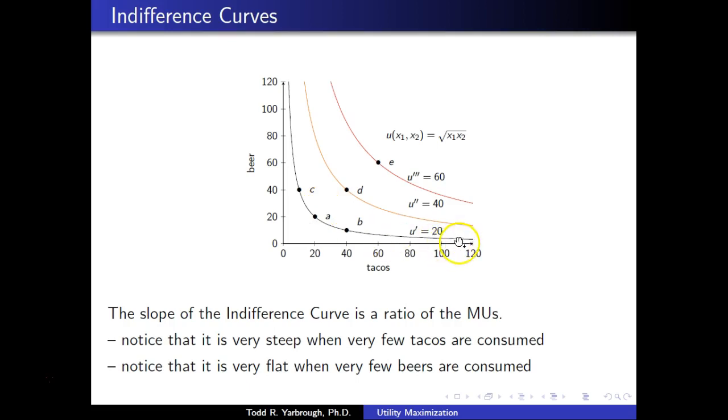Now, down here, it's the exact opposite. If I'm consuming a lot of tacos, I'm willing to give up a lot of tacos just to get a little bit more in beer. And notice that this is all about staying on the same indifference curve, right? So this tells me my willingness to substitute between beer and tacos. It's essentially what the slope of my indifference curve is. It's my willingness to substitute tacos for beer, okay?